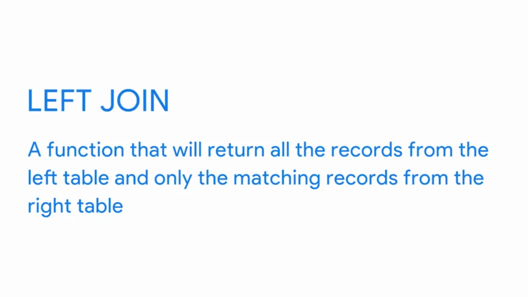When we input join into SQL, it usually defaults to inner join, so a lot of analysts will use join as shorthand instead of typing the whole query. A left join is a function that will return all the records from the left table and only the matching records from the right table.